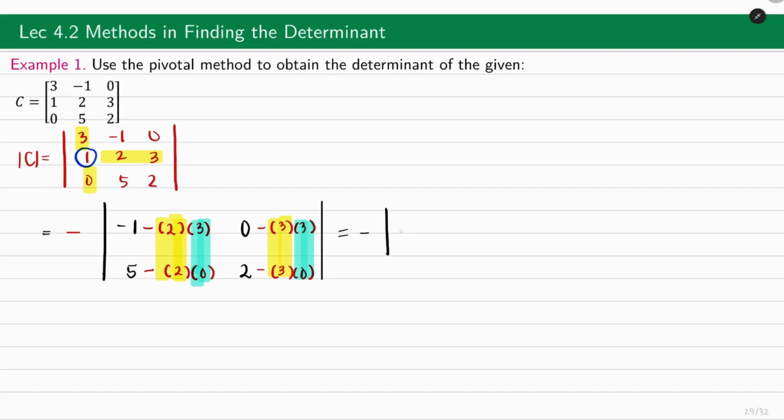Negative 1 minus 6, that is negative 7. 5. Negative 9. Positive 2. Applying the traditional lower minus upper. We have here negative, be careful. Negative of negative 14 minus negative 45, so that will be plus 45. We have negative 31. This is the answer.